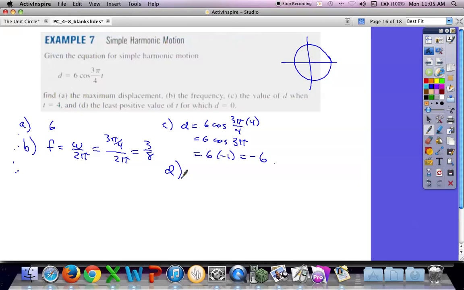And last, this is the stumper. The least possible value of t for which d equals 0. It's kind of like saying find the zeros, right? So if I substitute d equals 0, 6 cosine of 3 pi over 4 times t. The thing is that we know for harmonic motion, if I start this thing up here and let it go, it's going to go up and down, up and down. It's going to equal 0 many times. Every time it passes through the middle, it equals 0 again. Their question is, when's the first time?